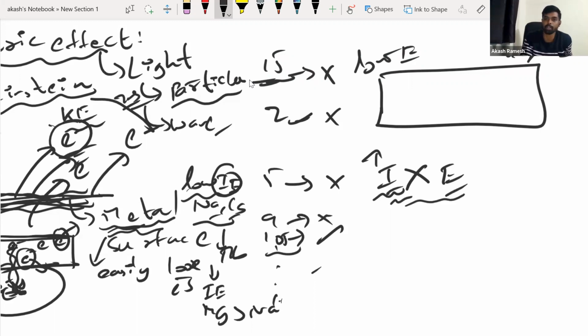But if at all you need more energy, you have to change the radiation itself. Instead of light, use some other wave. That's what you have to do.